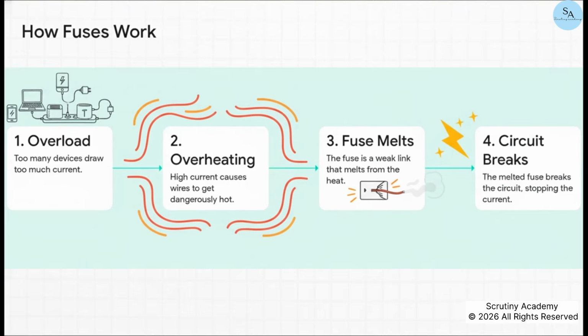Okay, let's talk safety. What happens if you plug too many things into one outlet? All those devices try to pull a huge amount of current. That's called overloading. The wires in the wall can get super hot, and that's dangerous. So what's the solution? A simple little thing called a fuse. A fuse is just a special piece of wire that's designed to be a weak link. If the current gets too high, the fuse literally melts, breaking the circuit and stopping the electricity. It sacrifices itself to save everything else.